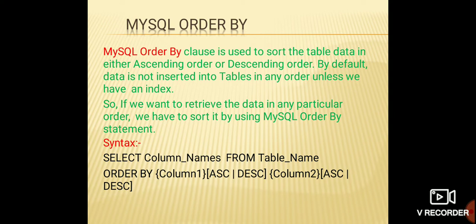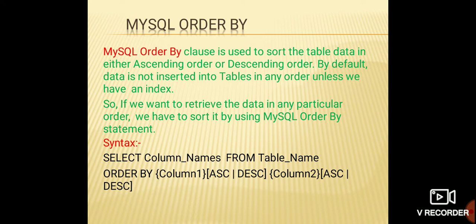If you want that column to be displayed in ascending order, then you will write ASC. If you want to display it in descending order, then what will you write? DESC. Next is column 2. If you want to give one or two parameters according to which the order by clause should be applied, then you will write the second column also.